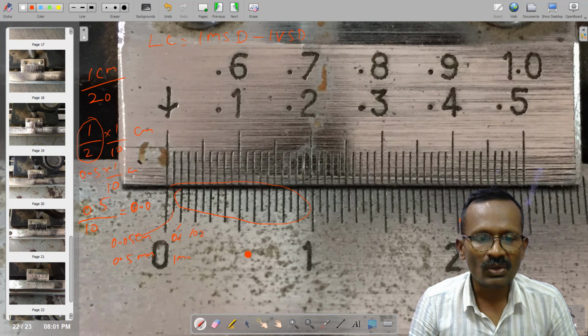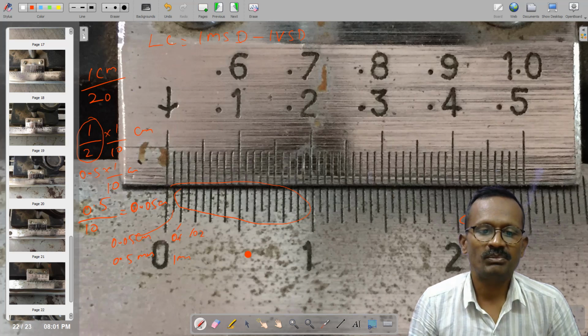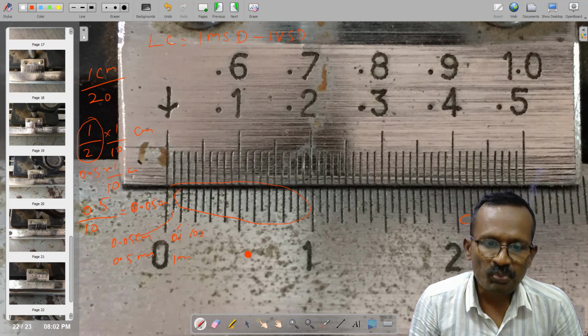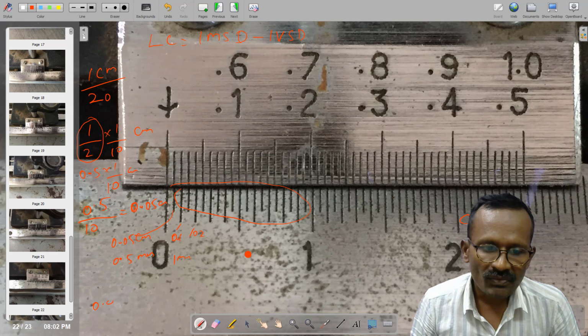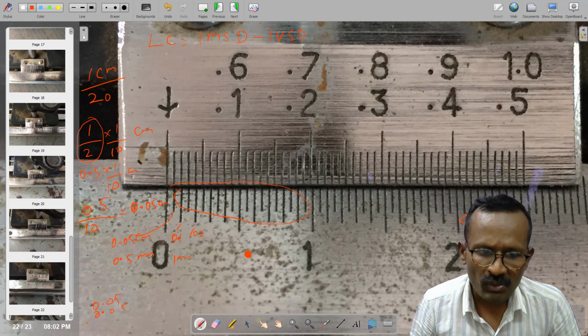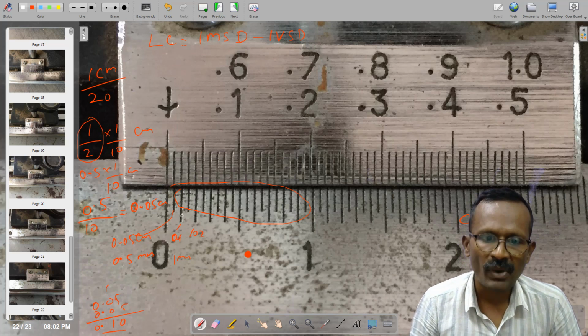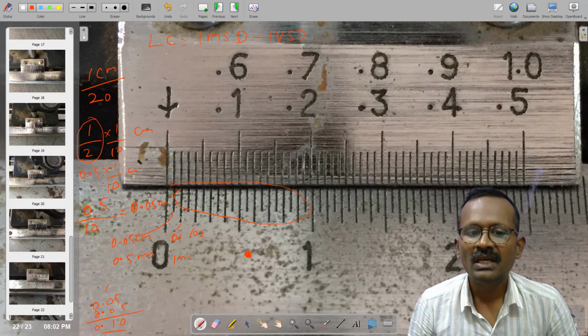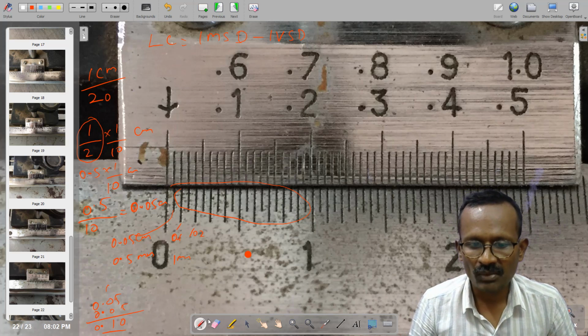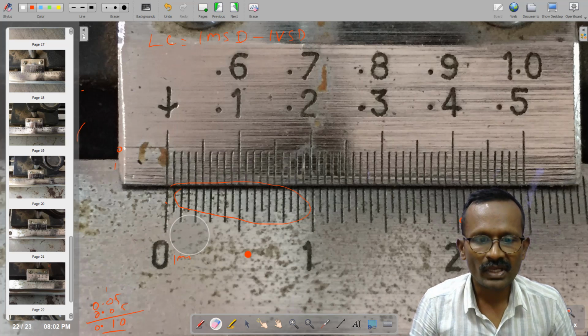0.05 centimeter. So this is 0.05 centimeter. If you add this gap, 0.05, and this gap, 0.05, how much will you get? 0, carry 1, 0.1. This is 0.1 centimeter. I think there will be no doubt about this one. Okay.